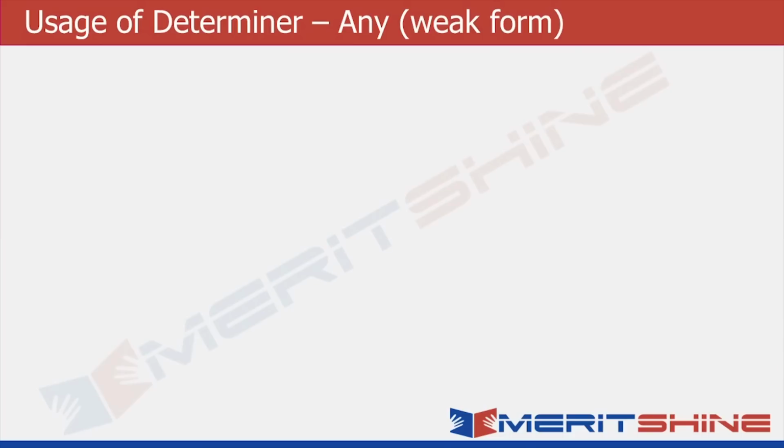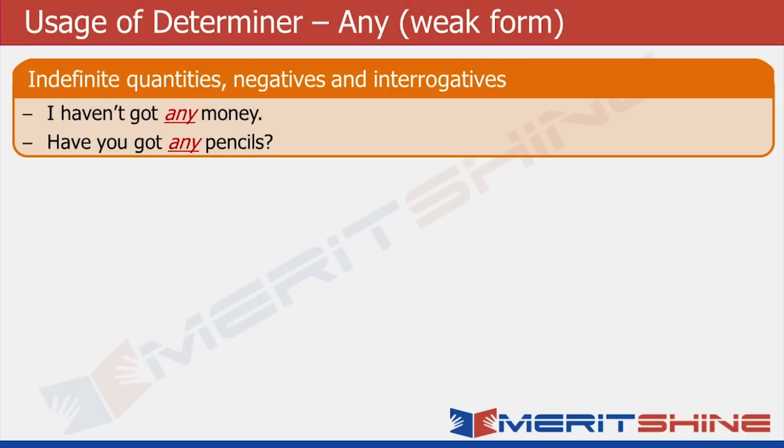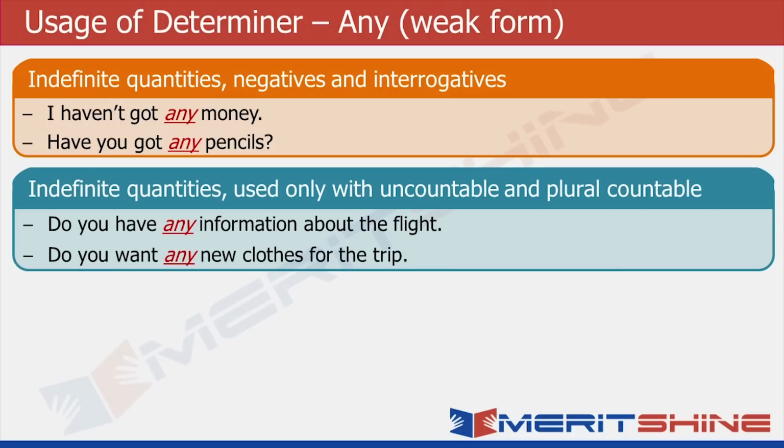In the weak form, any represents indefinite quantities. It is used especially in negative and interrogative sentences. I haven't got any money. Have you got any pencils? Please note, in the weak form, any can be used only with a plural countable or an uncountable noun. Do you have any information about the flight? Do you want any new clothes for the trip?